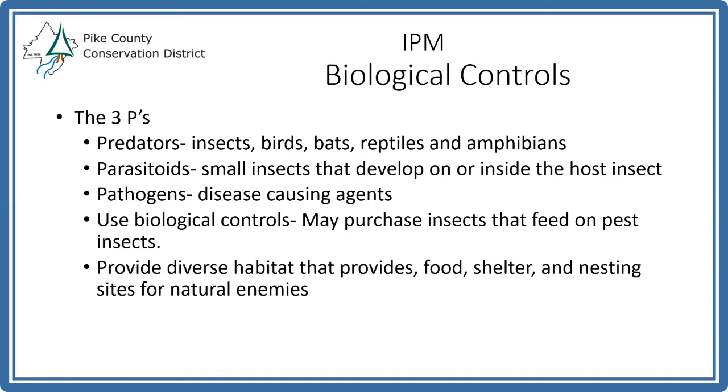Parasitoids. These are small insects that develop on or inside a host insect. Pathogens, which are disease-causing agents. Biological controls, you can actually buy insects that feed on pest insects, although I find if you have plants that encourage insects to naturally come to your garden, it's better than actually purchasing them, because as soon as that pest is gone, they're just going to leave. If there's no pest there, they're not going to hang around.